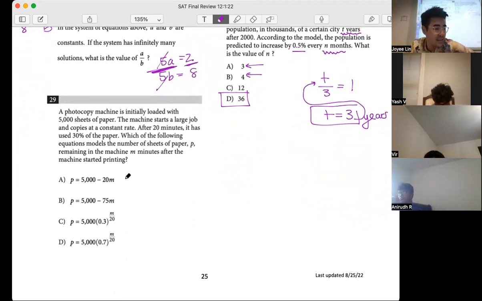29. This one's another trick question. Question 29 is the second to last of the multiple choice. The last one is number 30 for multiple choice.